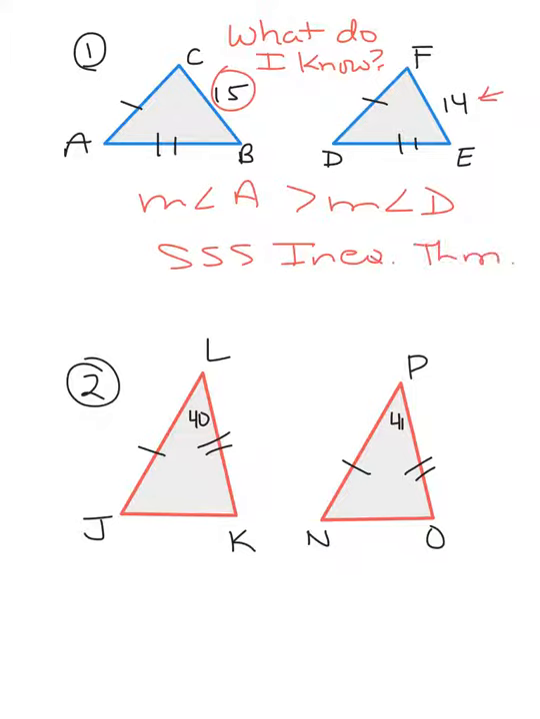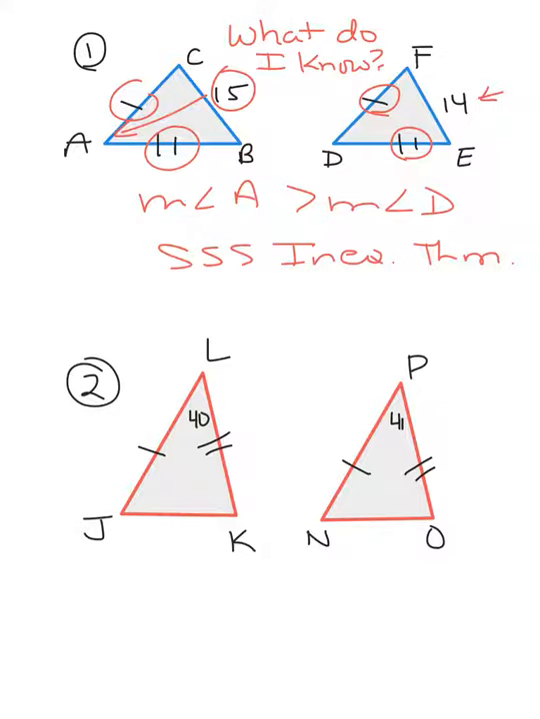I have two sides that are congruent. That side's congruent, this side's congruent, and the third side, that's where my inequality comes in, and that's why, therefore, I can say that the measure of angle A is greater than the measure of angle D. Let's look at number 2. Now again, I have markings. I have segment JL is congruent to segment NP, and segment LK is congruent to segment PO.